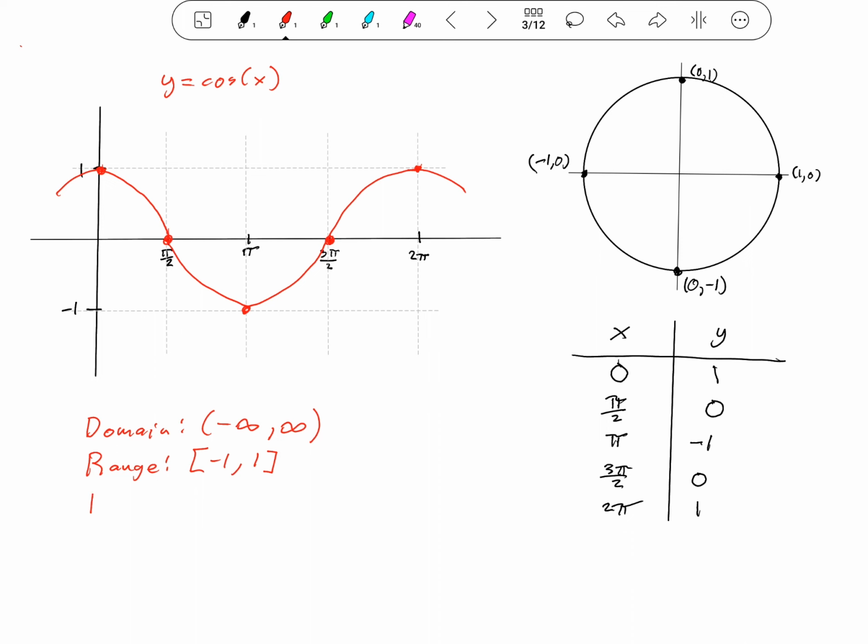The period is 2 pi, because after we've gone 2 pi around the circle, we're back where we started. You can also see that by looking at the distance from peak to peak. And my zeros take on the form pi over 2 plus pi k, comma 0, for any integer k.